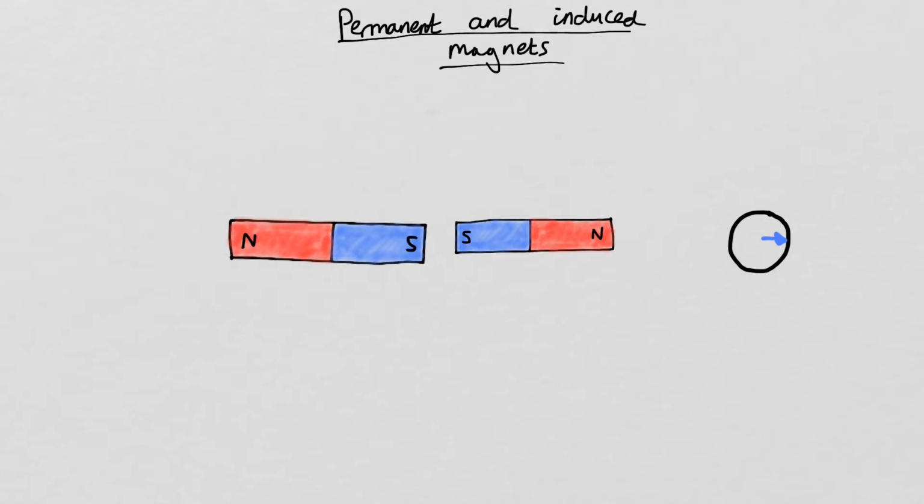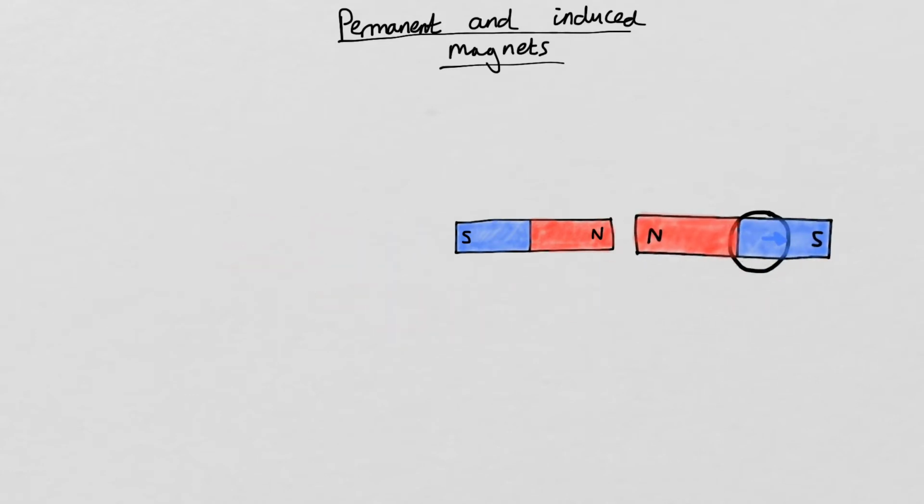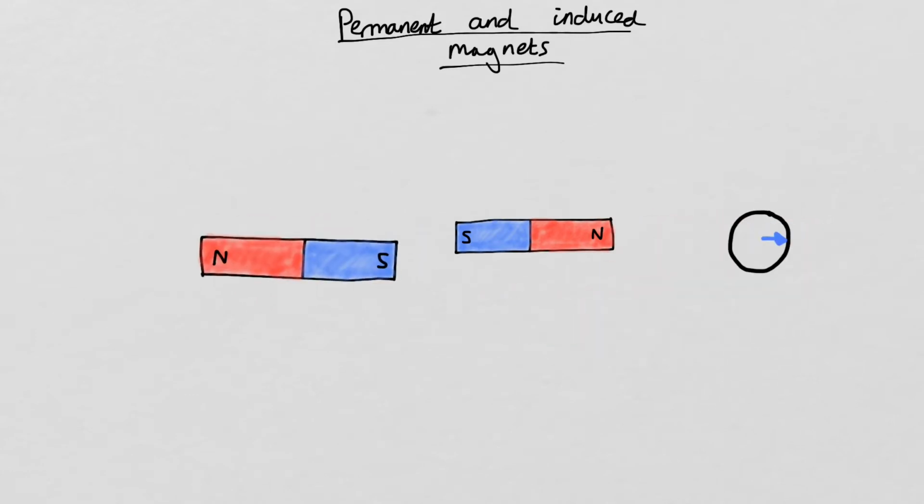Now, let's have a talk about permanent magnets. Now, what do I mean by a permanent magnet? Okay, a permanent magnet is a magnet that has a permanent magnetic field established around it. Okay, it's always magnetic. Okay.